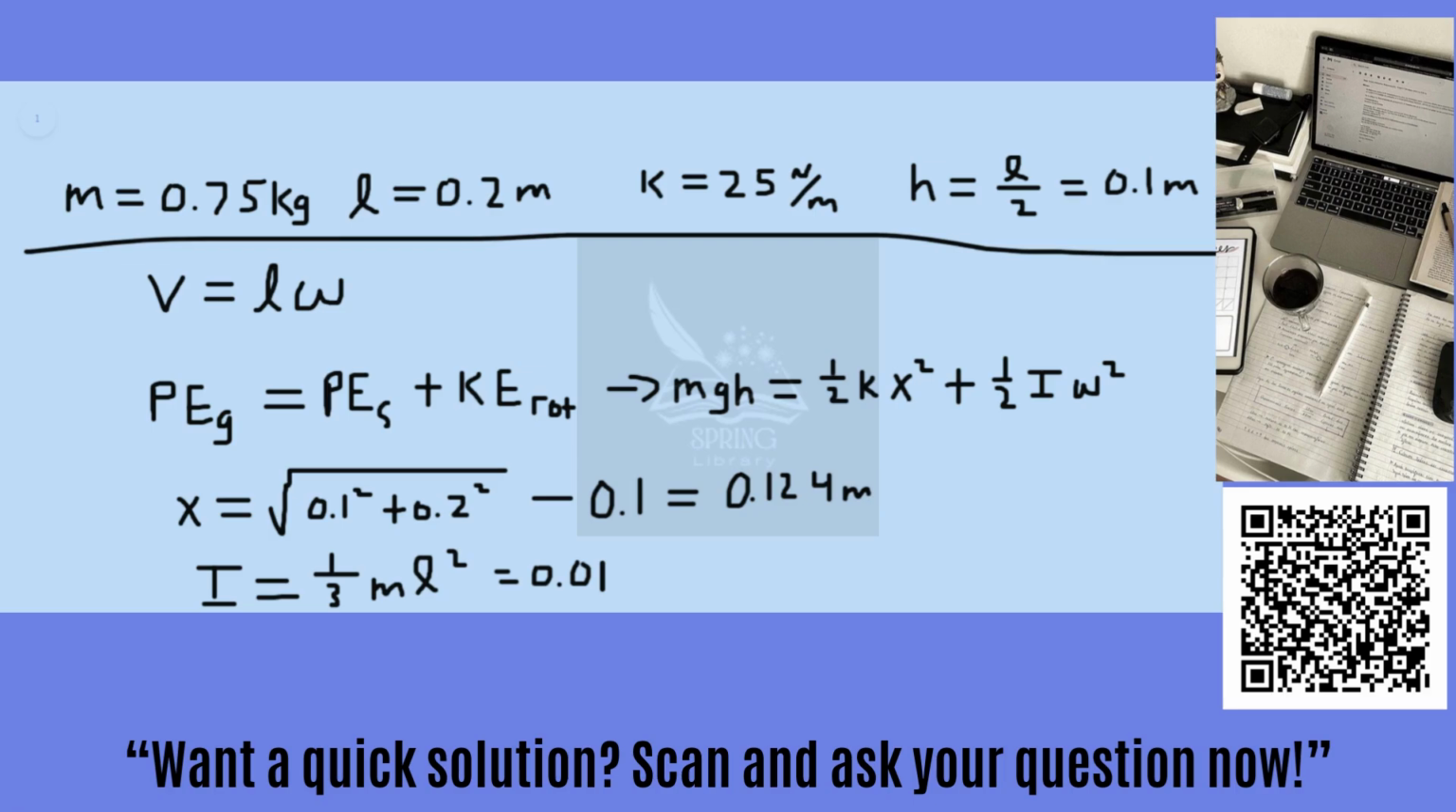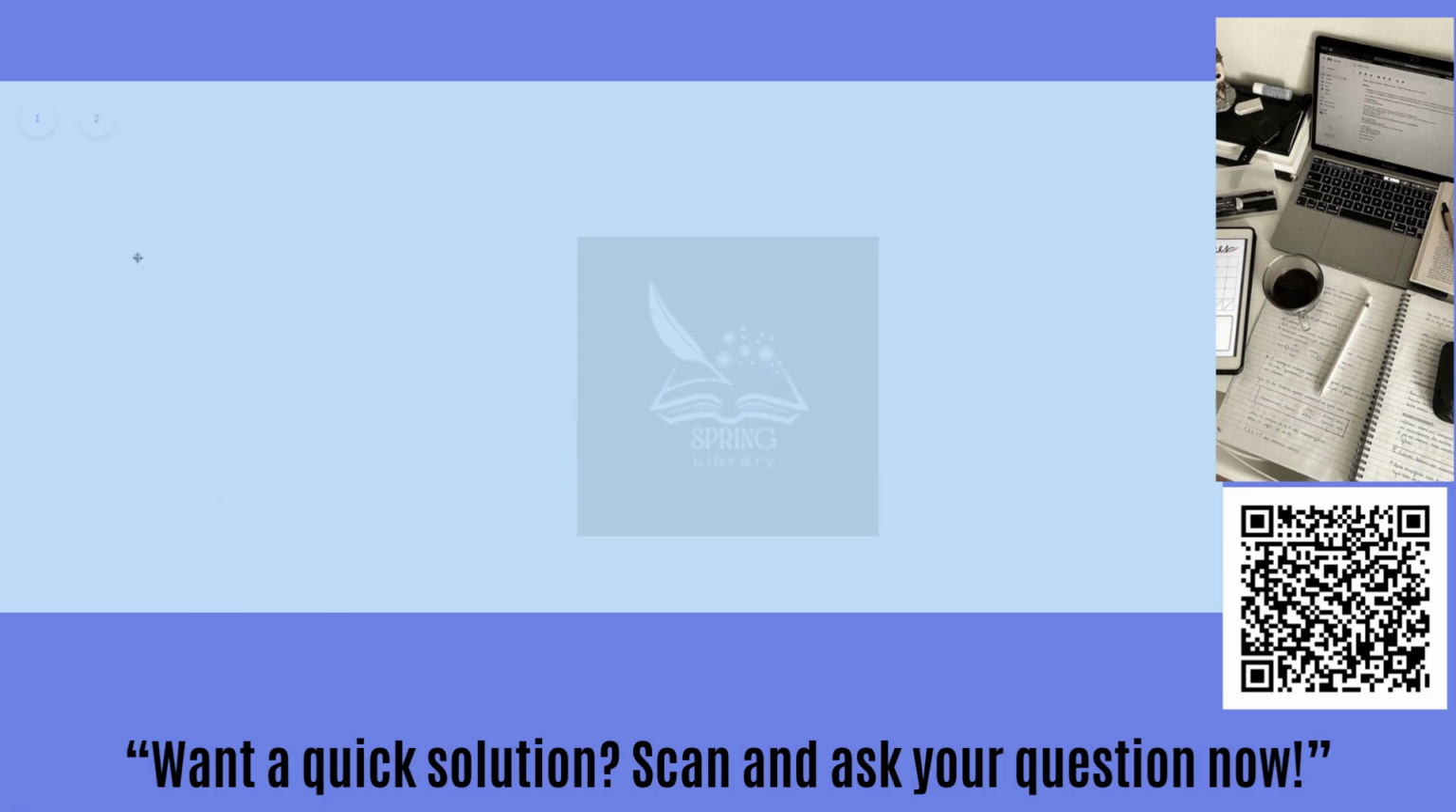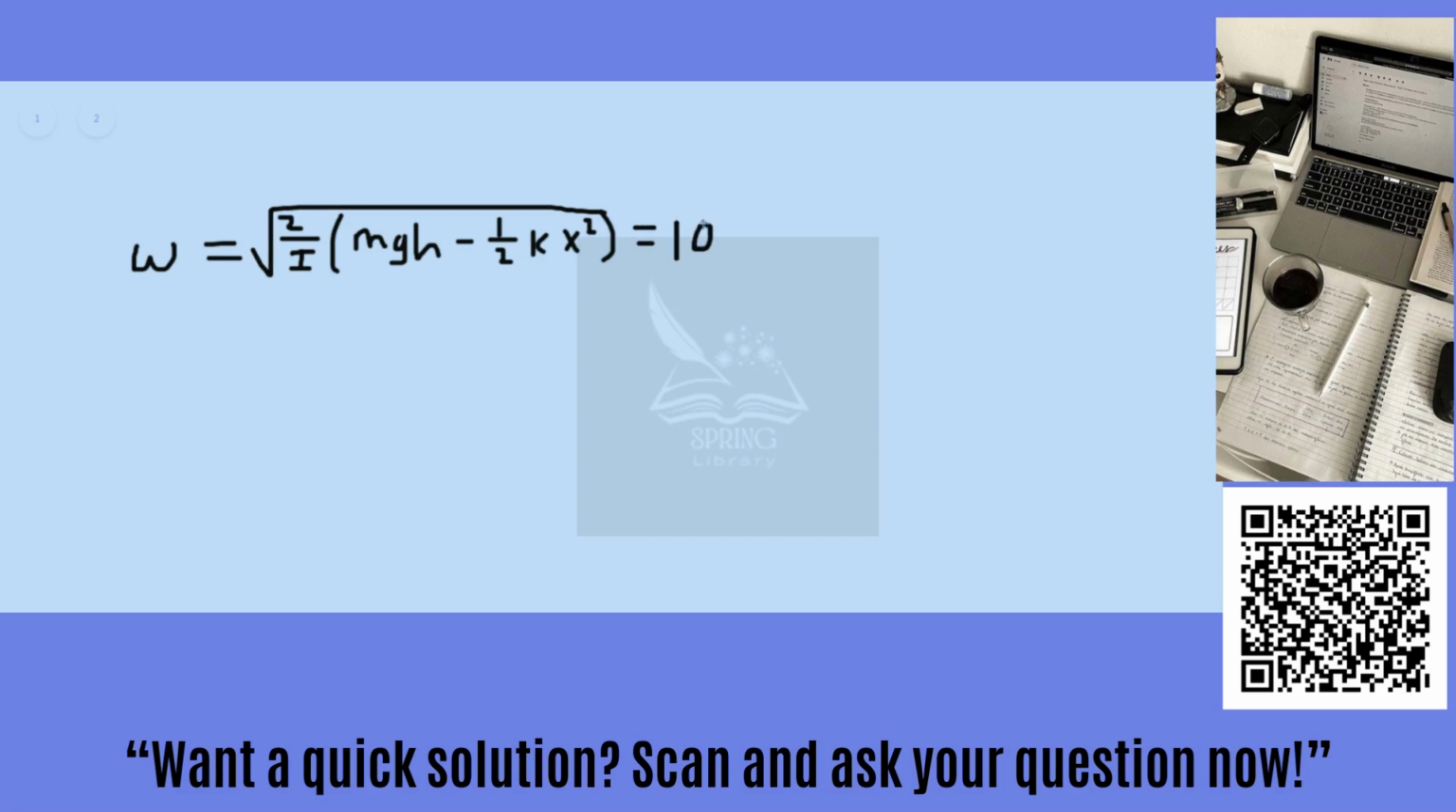Now that we have a value for the moment of inertia and a value for x, we can rearrange to solve for omega. We find that omega is equal to 2 over I, 2 over the moment of inertia, multiplied by mgh minus 1/2 kx squared. And since omega is squared, this all falls under the square root. Plugging these values in, we find a value for omega of 10.431 radians per second.